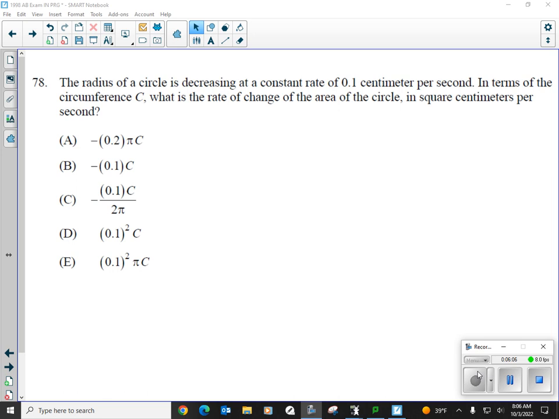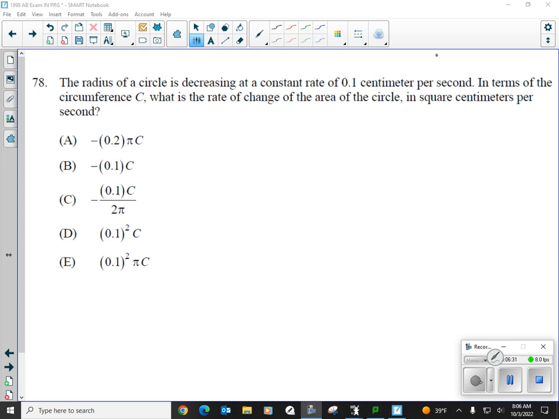78. Oh, related rates problems. Love them. The radius of a circle is decreasing at a constant rate of 0.1 centimeters per second. In terms of the circumference, what is the rate of change of the area of the circle in square centimeters per second?